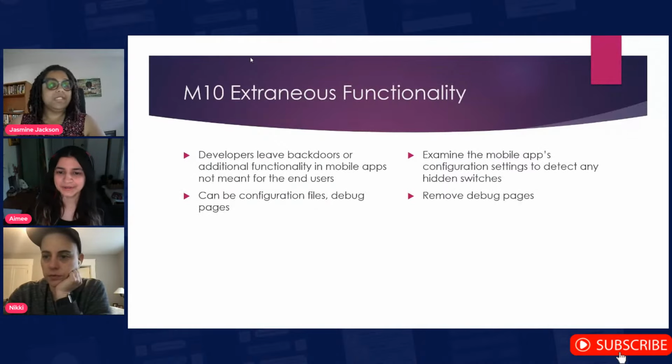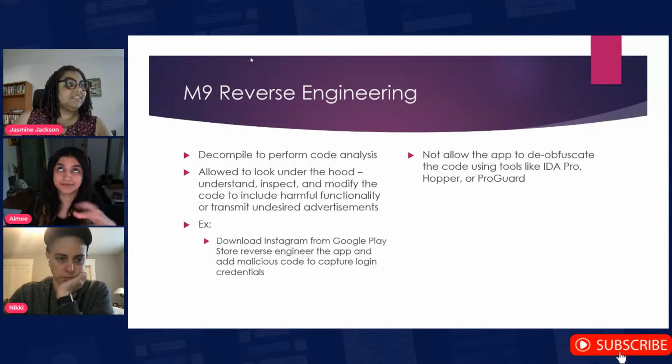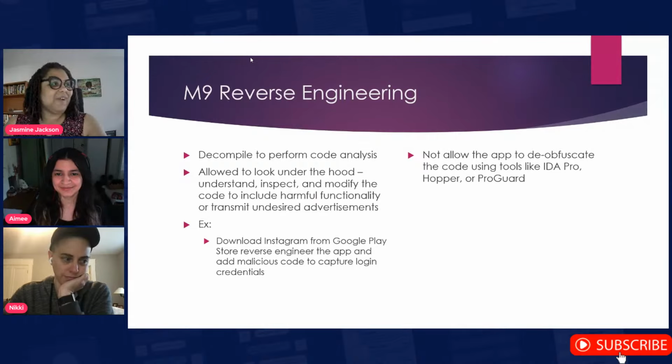I have a question. Okay, yes. So how do you not allow an app to be deobfuscated? Basically, is there an on-off button? Is there a snippet of code that you should include? How does this work?